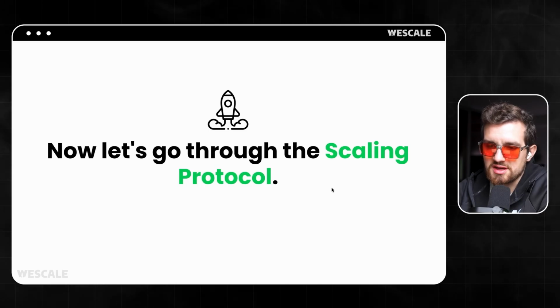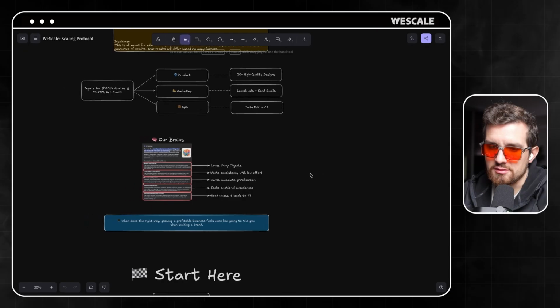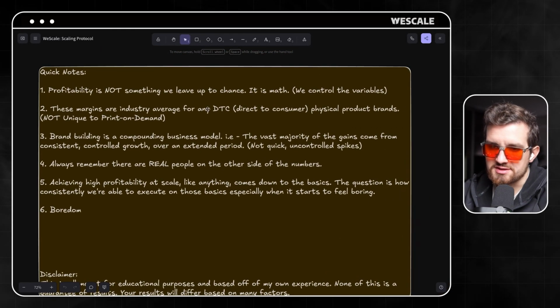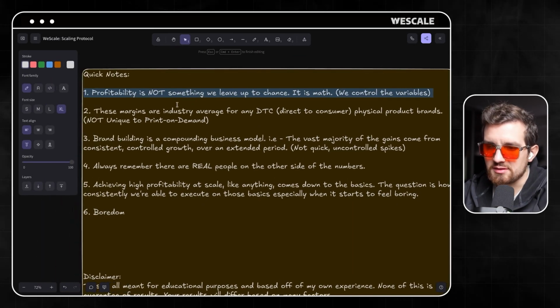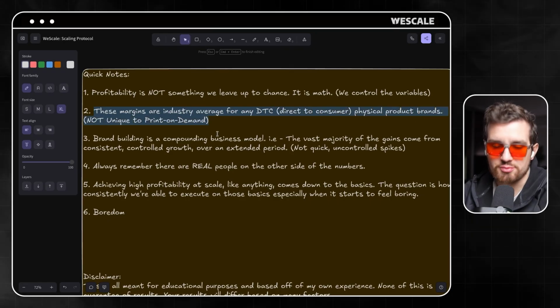Now let's go through the scaling protocol. And it works like this. The reason that I made the scaling protocol in the first place is this right here. Understanding that profitability is not something that we want to leave up to chance. It is simply math, and we are the ones in control of the variables. The margins that we're talking about here are industry average for any direct to consumer physical product brands. These are not unique to print on demand.